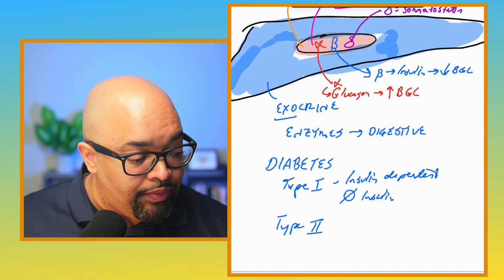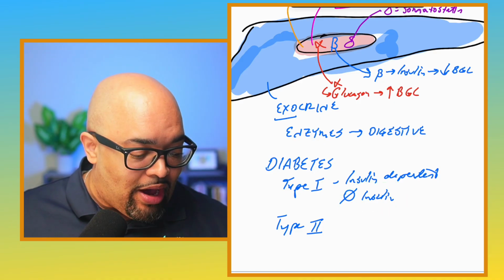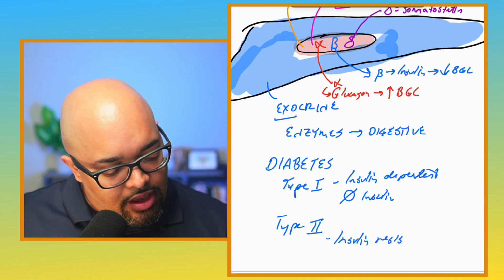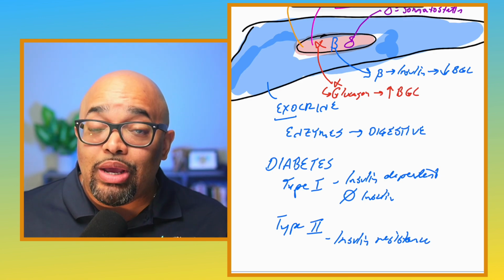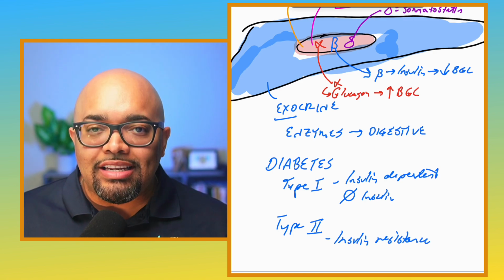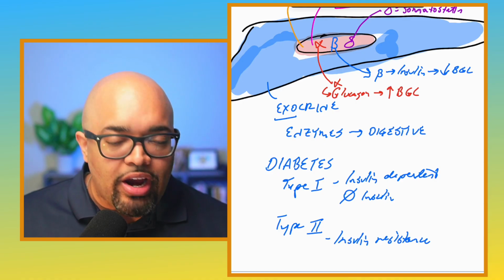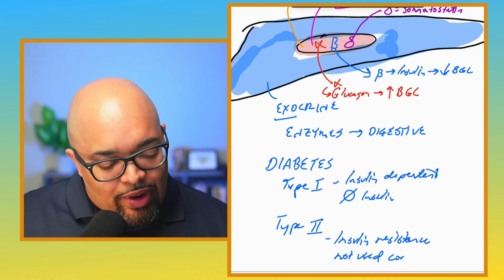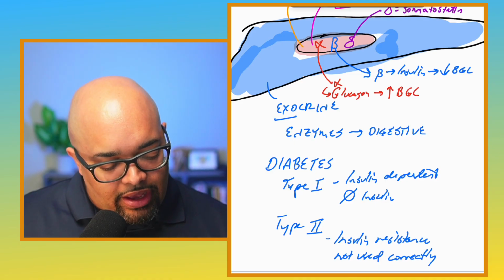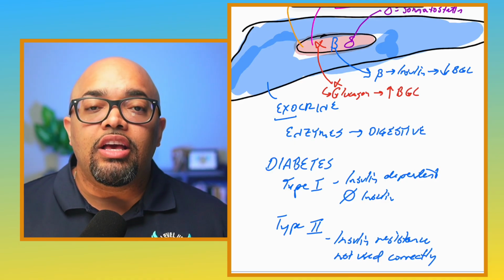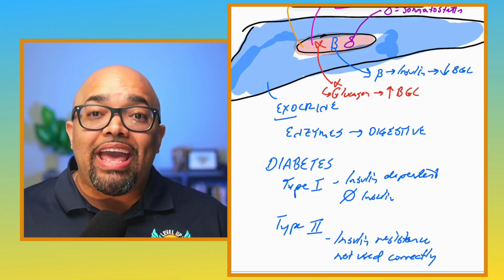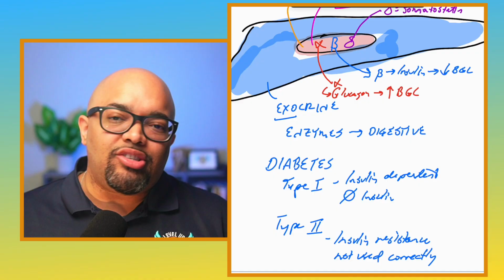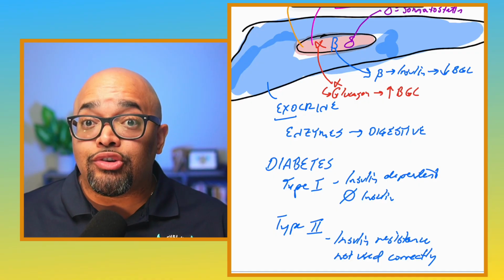However, in type 2, you make it, you just don't use it well. So we call that insulin resistance. Make sure you're talking out loud with me. What do we call it? We call it insulin resistance. This is where you make it, but it's not used, let's say, correctly or not used effectively. Okay. So type 1, you're not making it. So that's why we have to give that person insulin. In type 2, you make the insulin, but you're just not using it well. So this person is not usually insulin dependent.